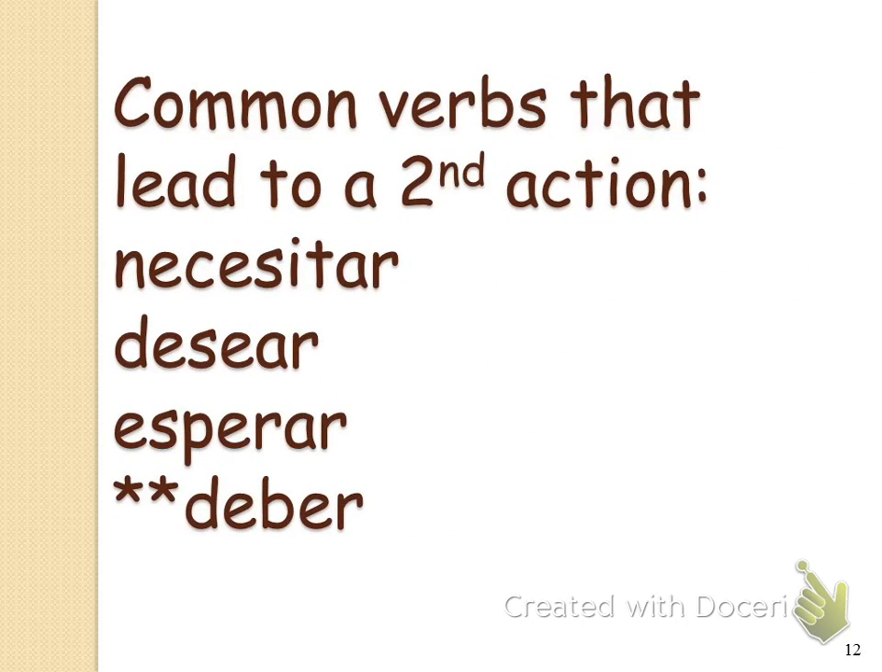Okay. Common verbs that we had before that would be first verbs in a row would be necesitar, desear, esperar. Now we're adding to the list deber. What does deber mean? Beber is to drink. Deber is to have to. So I have to study. I have to swim. I have to learn. I have to something. The first verb would be conjugated. The second verb would not.